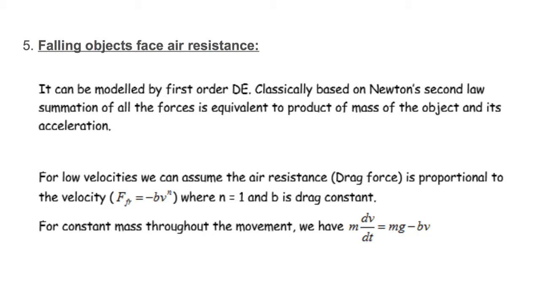The fifth application is that falling objects face air resistance. This can be modeled by a first-order differential equation. Classically, based on Newton's second law, the summation of all the forces is equivalent to the product of the mass of the object and its acceleration. For low velocities, we can assume that the air resistance or drag force is proportional to the velocity, where n equals 1, and b is the drag constant. The relation equation is F equal to negative b times v to the power of n. So, by applying Newton's second law, for constant mass, we have m times dv over dt equal to mg minus bv.